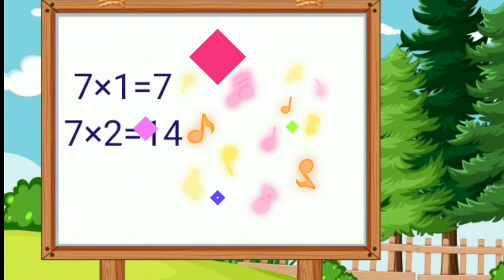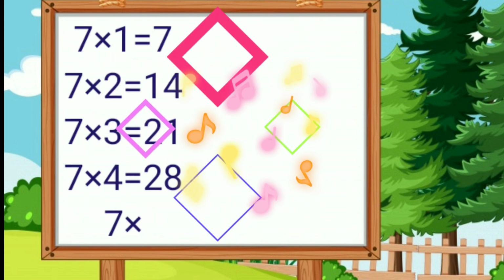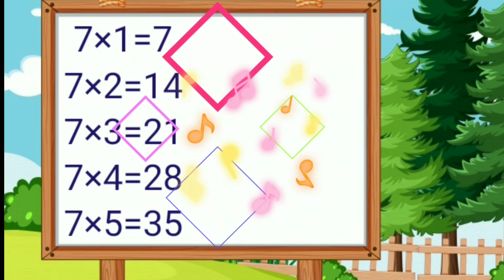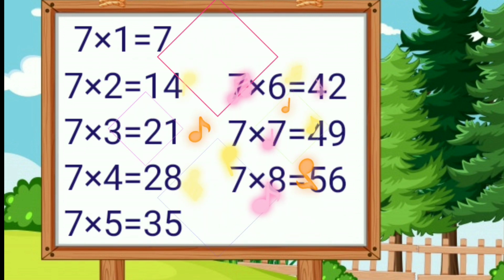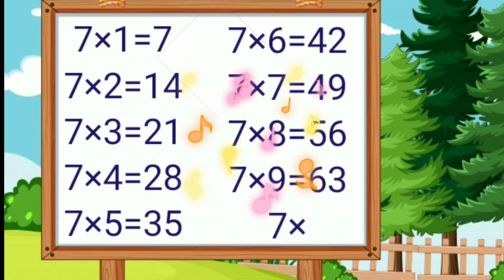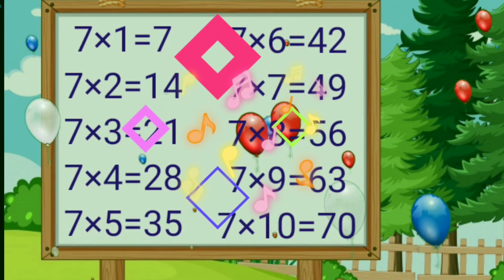7 twos are 14. 7 threes are 21. 7 fours are 28. 7 fives are 35. 7 sixes are 42. 7 sevens are 49. 7 eights are 56. 7 nines are 63. 7 tens are 70.